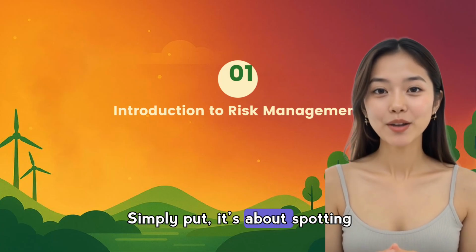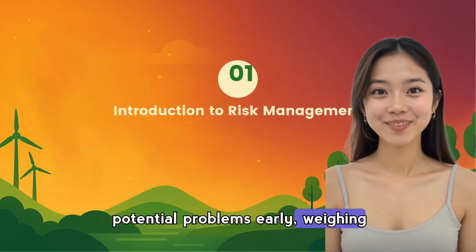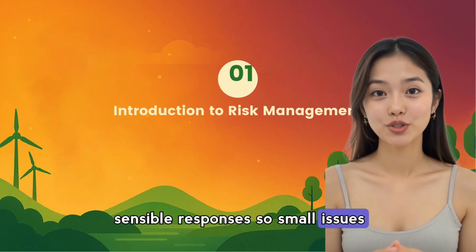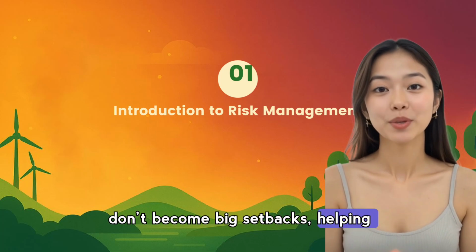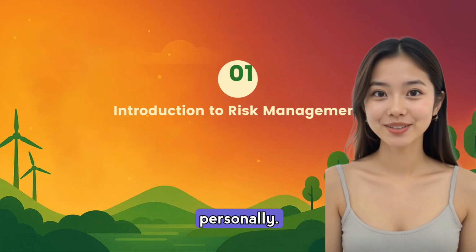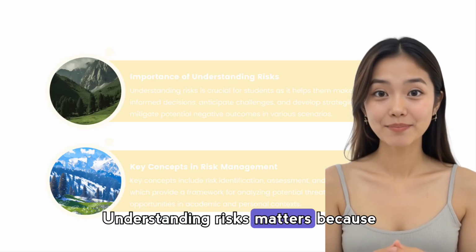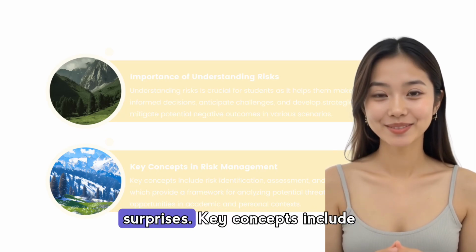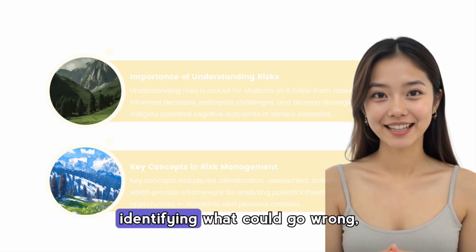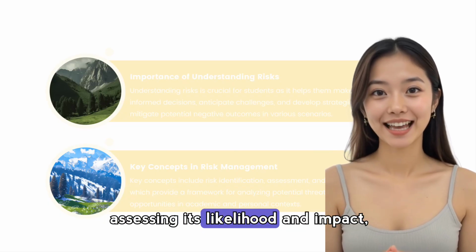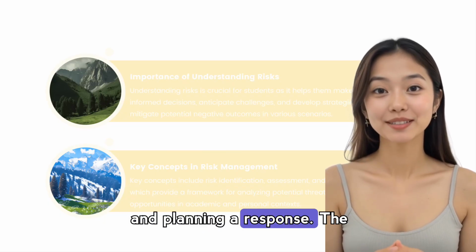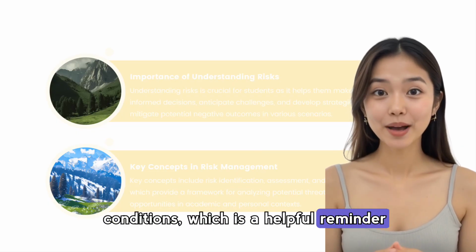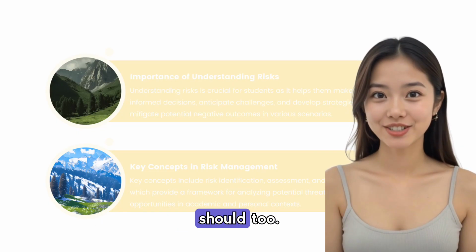Simply put, it's about spotting potential problems early, weighing their possible impact, and choosing sensible responses so small issues don't become big setbacks, helping you stay on track academically and personally. Understanding risks matters because it helps you make informed choices, anticipate challenges, and reduce surprises. Key concepts include identifying what could go wrong, assessing its likelihood and impact, and planning a response. The background imagery suggests changing conditions, which is a helpful reminder that risks evolve, and our thinking should too.